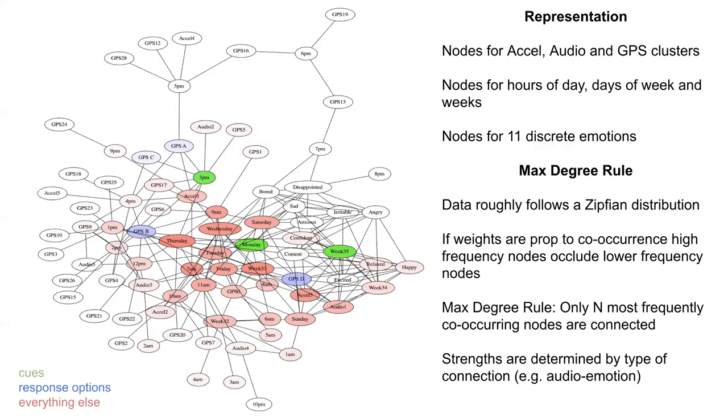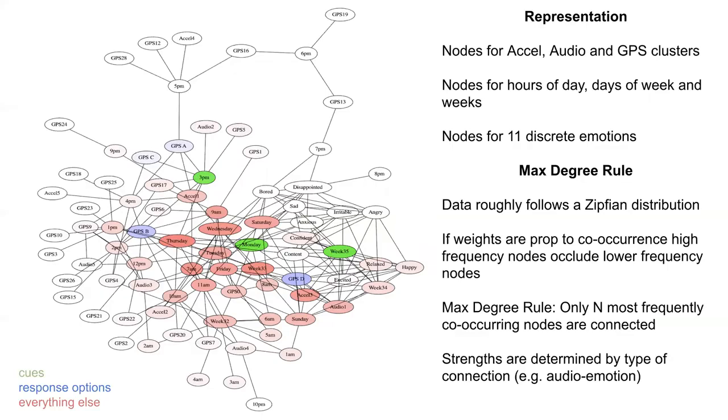To connect the nodes, we didn't simply connect them with some kind of Hebbian rule, because the distribution of the data is such that the high frequency things are very highly represented, and so they would simply overwhelm the network if we did that. So what we did is we instituted a max degree rule, and so only the M most frequently co-occurring nodes were connected to any given node. In this case, M is 10.